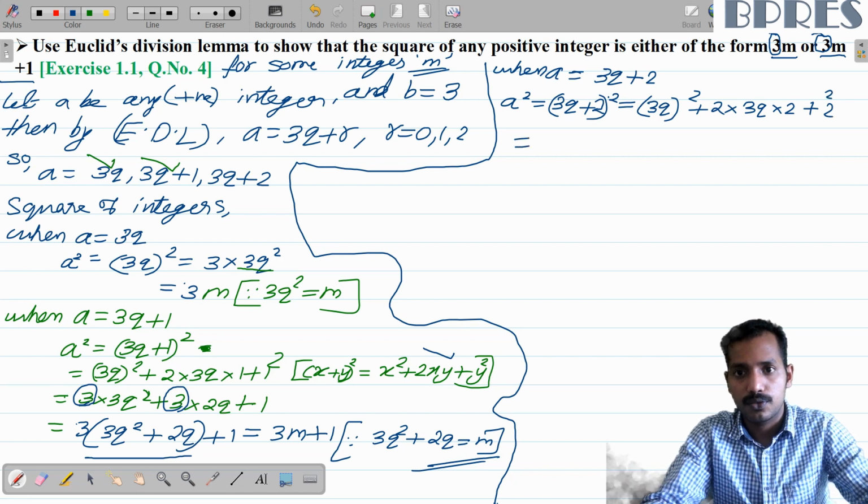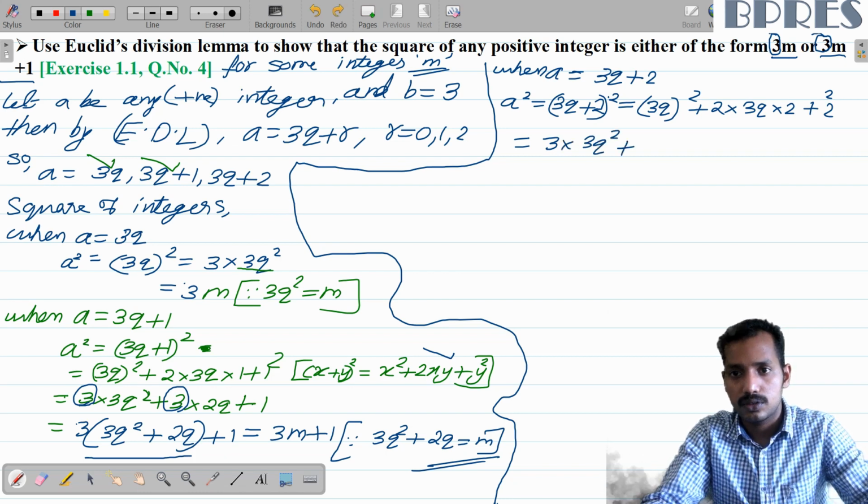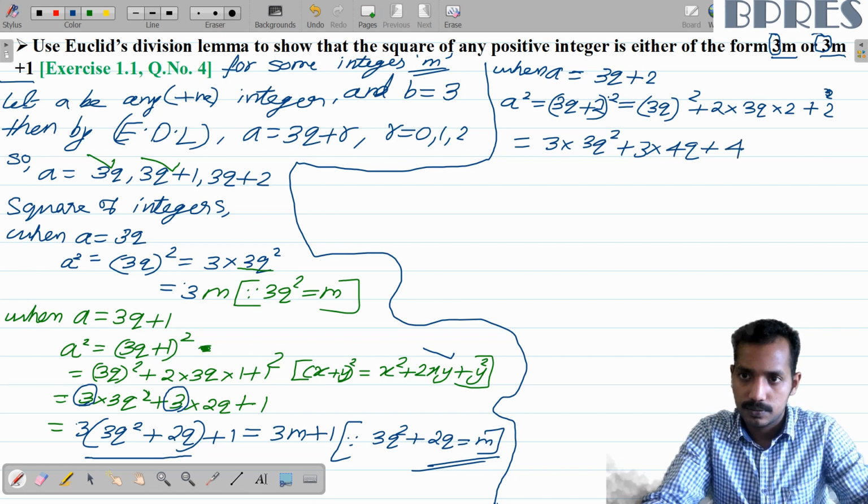That is equal to (3q) whole square, which we expanded in the previous two steps, that is 3 into 3q square, plus 3 into 4q, because we are writing 2 into 3 into 2, 3 written first, then 2 into 2 is 4, plus 2 square is 4. But the problem is that we don't have any option like 3m plus 4 in this question.